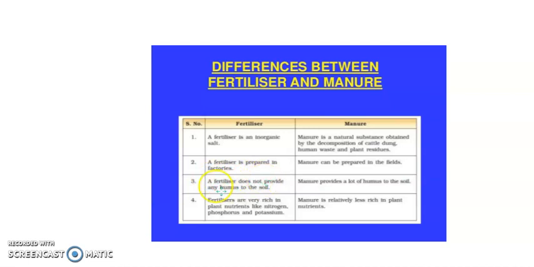Now, fertilizer does not provide any humus to the soil. Humus is the nutrient that a soil requires, and fertilizer does not give that, while manure provides lots of humus to the soil. Fertilizers are very rich in plant nutrients, like phosphorus and nitrogen, whatever nutrient you want, but manure is relatively less rich. But if you use the fertilizer for a longer time, the soil will get bad. The nutrients of the soil are lost.